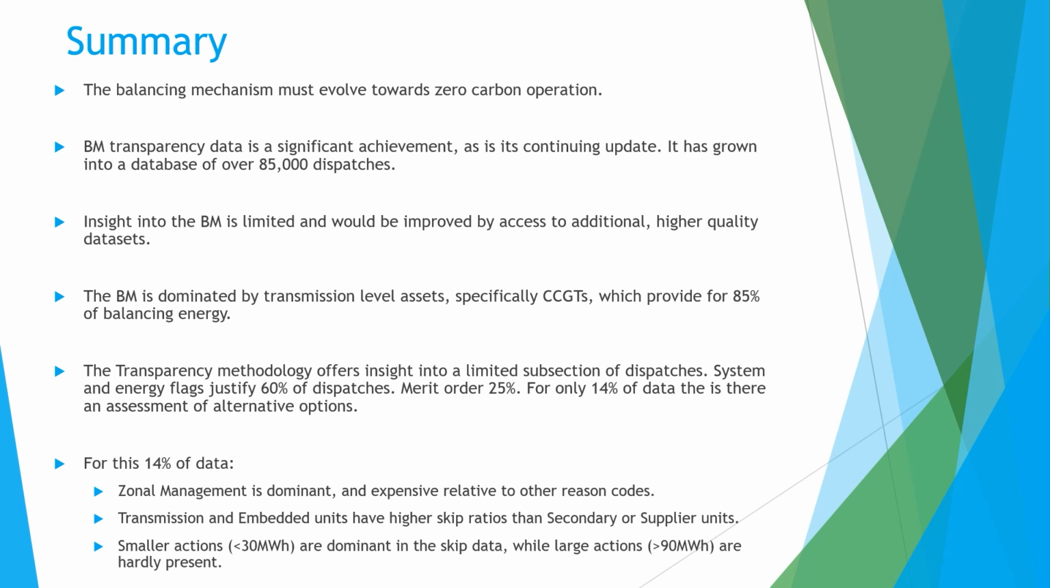We saw that transmission and embedded units have lower skip ratios than secondary or supplier units. And then we saw that smaller actions, less than 30 megawatt hours, are dominant in the skip data compared to the dispatch data. And large actions above 90 megawatt hours are almost entirely absent from the skip data. So it's a window into how assets are dispatched, the preference perhaps for larger volume actions.